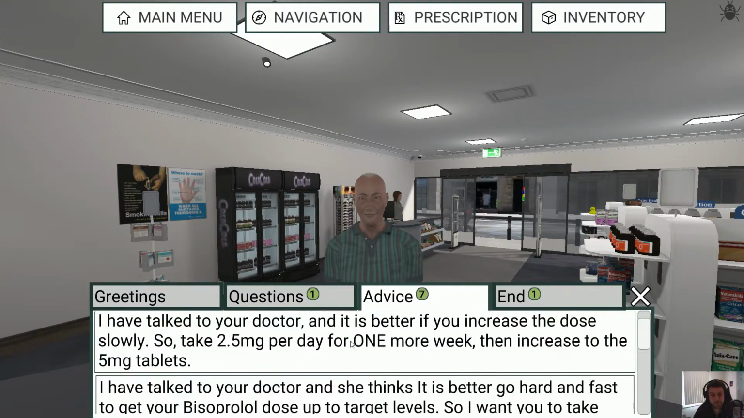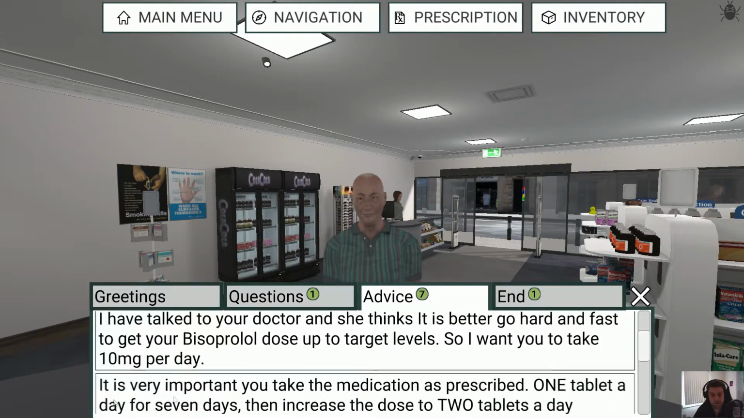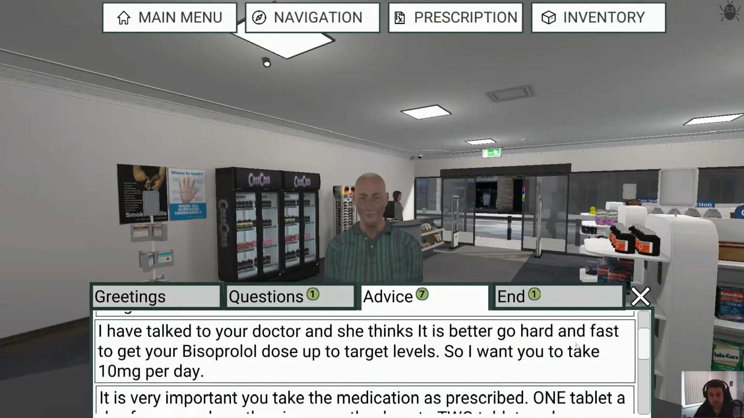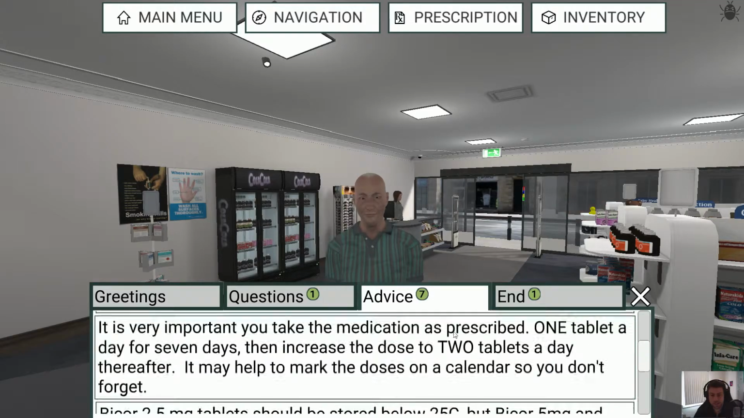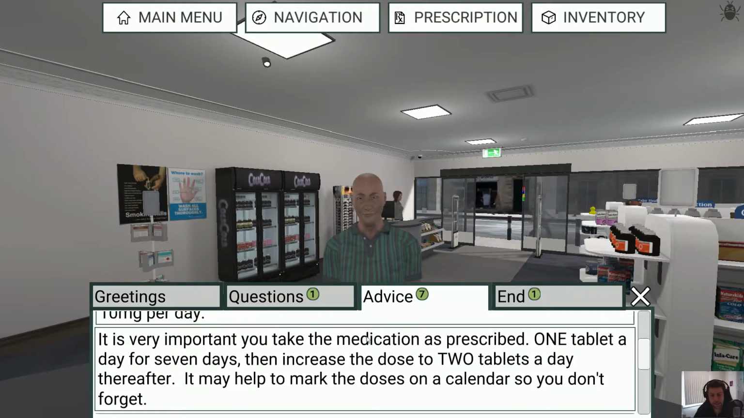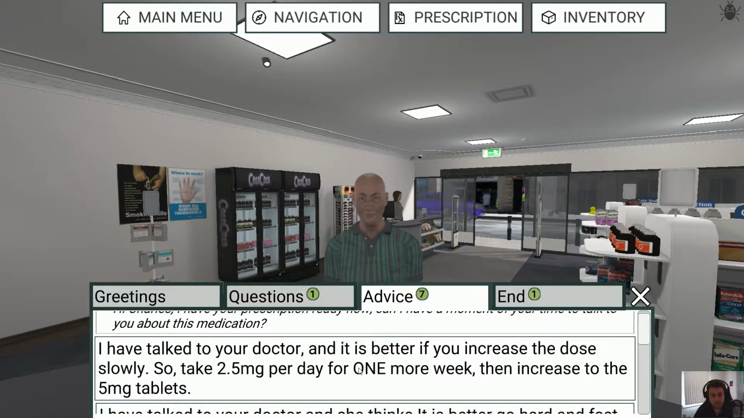Okay. It's got a few options here. So there's a couple of incorrect options here. I've talked to your doctor. Let's go hard and fast to get up to the target levels. It's important to take the medication as prescribed. So that's take it as it was written. But this top one here is the critical one.